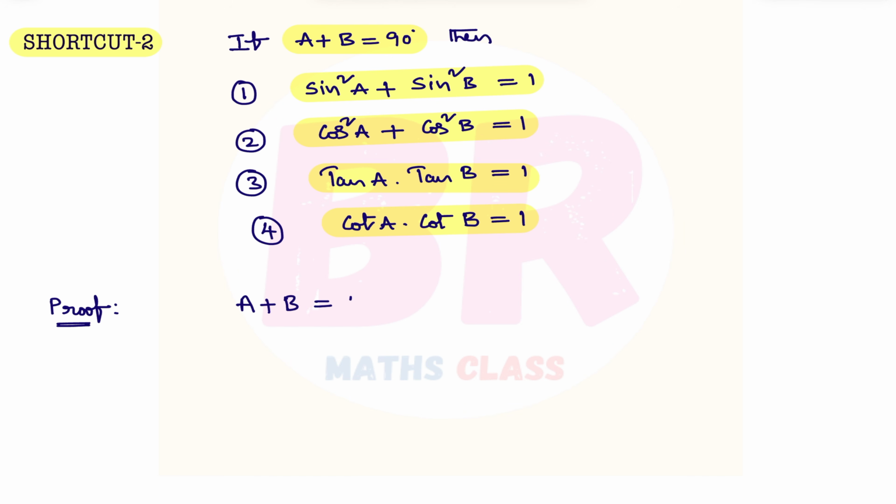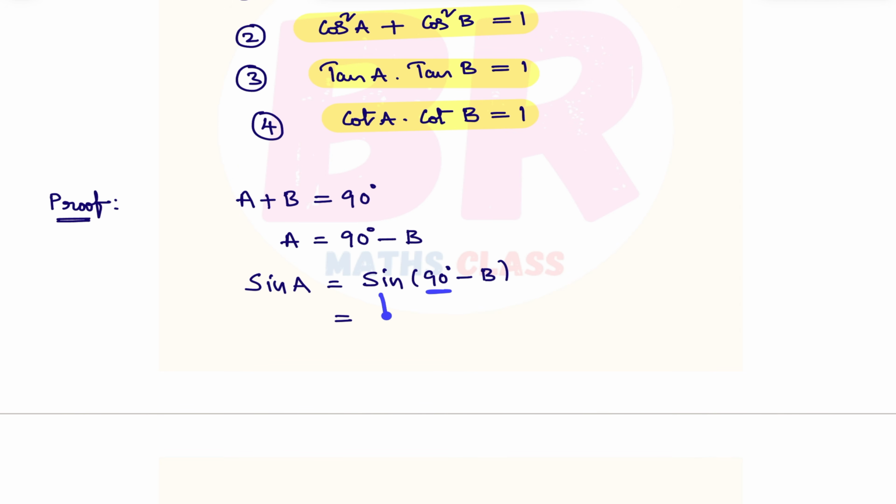See, whenever a plus b is 90 degrees, a can be written as 90 degrees minus b. As I want to prove sin square a plus sin square b equal to 1, I'll apply sin to this equation on both sides. Sin a equal to sin of 90 minus b. From trigonometry formulas, when 90 degrees is there, sin changes to cos. So sin of 90 minus b is cos b. 90 minus b is in the first quadrant, where all trigonometric functions are positive, so sin is also positive. So sin of 90 minus b is cos b. So on the left hand side, what did I get? Sin a equal to cos b.